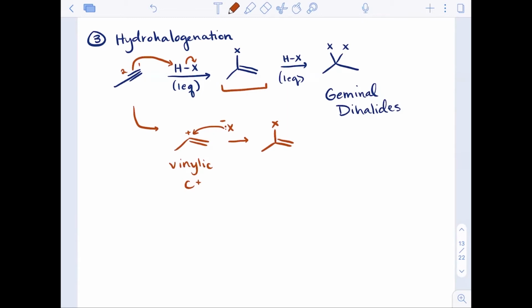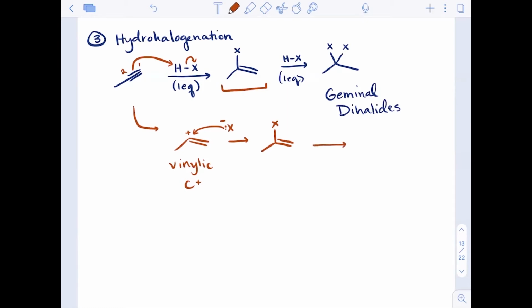We see that two equivalents of HX is needed for every first step in this reaction. And so thinking about that kinetics, the vinylic carbocation as well is extremely high in energy. And so we do not see any carbocation rearrangements here. We believe that this reaction happens very rapidly.